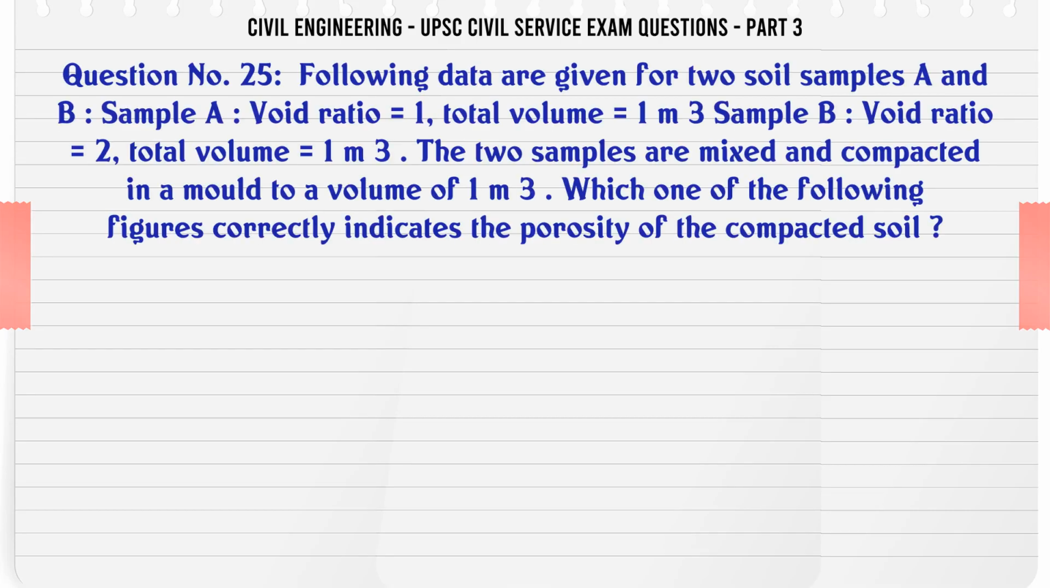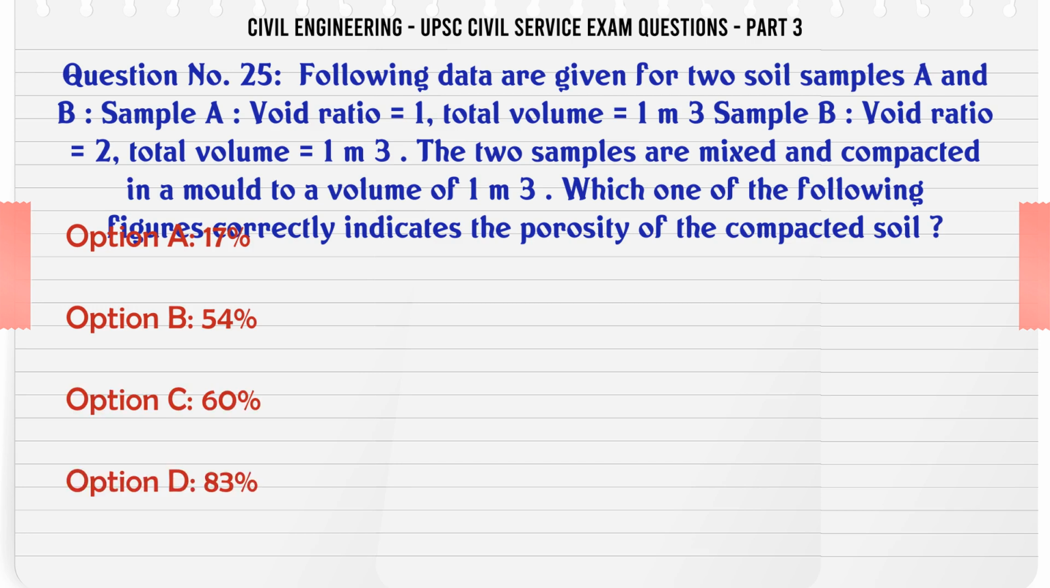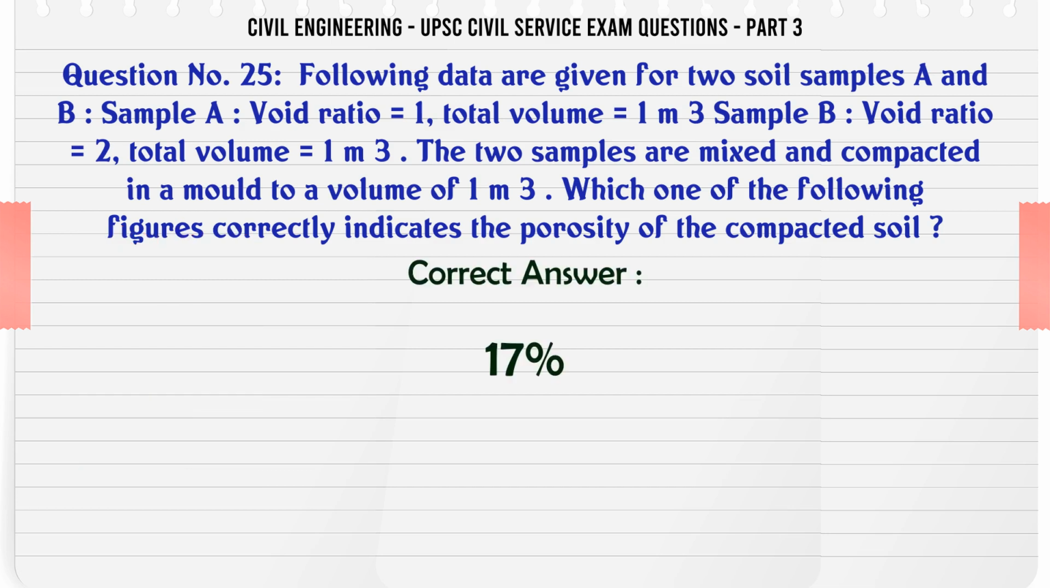Following data are given for two soil samples A and B. Sample A: void ratio 1, total volume 1 m³. Sample B: void ratio 2, total volume 1 m³. The two samples are mixed and compacted in a mold to a volume of 1 m³. Which one of the following figures correctly indicates the porosity of the compacted soil? A, 17; B, 54; C, 60; D, 83. The correct answer is 17.